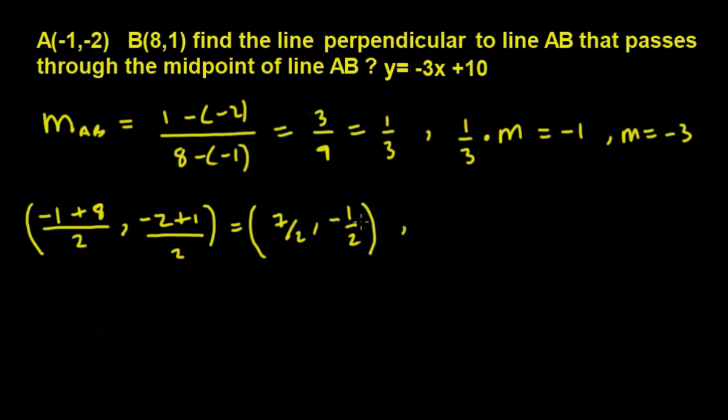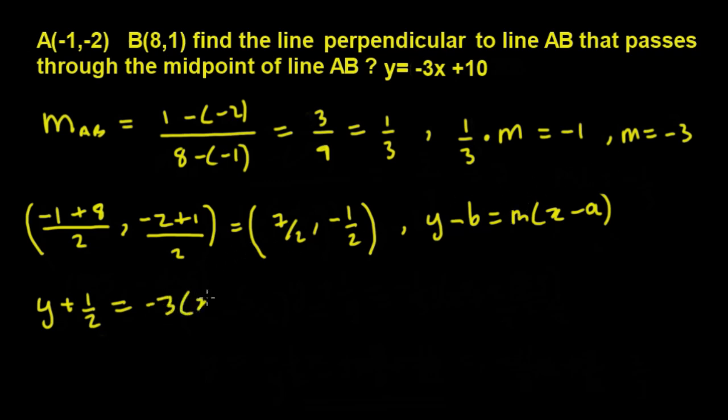So now we've got the gradient of the line, m equals minus 3, and we've got a point on the line. From the gradient and the point, we can use the equation y minus b equals m times x minus a. So we'll put the numbers in: y minus b, where b is minus a half, so that's minus minus a half, which is plus a half, equals the gradient m, which is minus 3, times x minus the a coordinate, which is 7 upon 2.